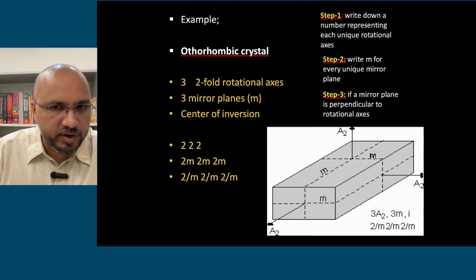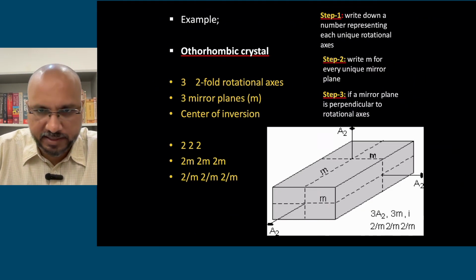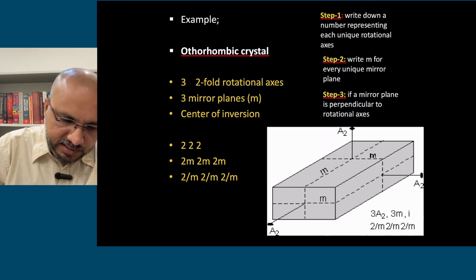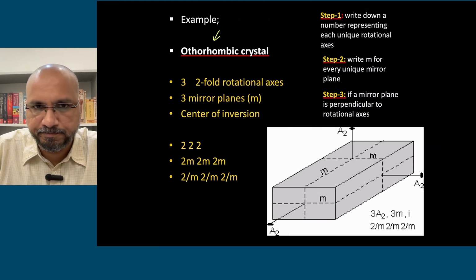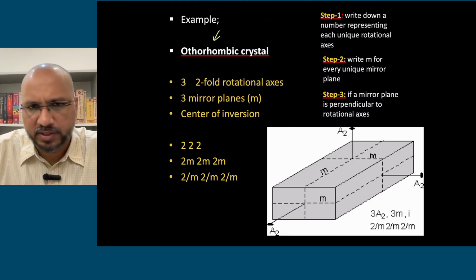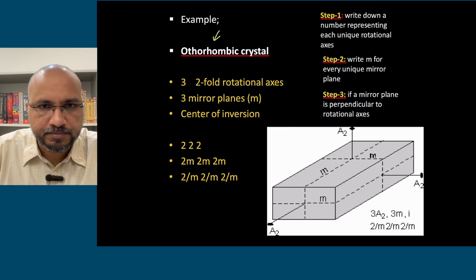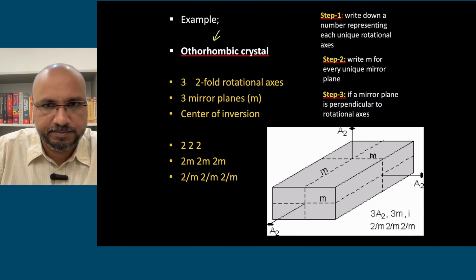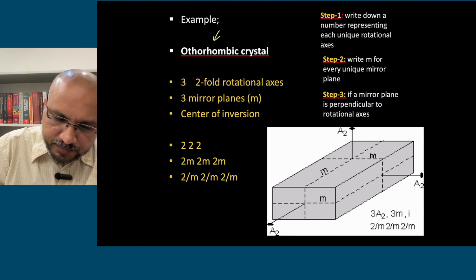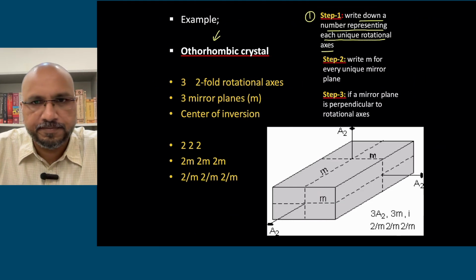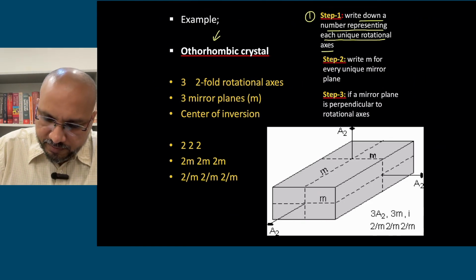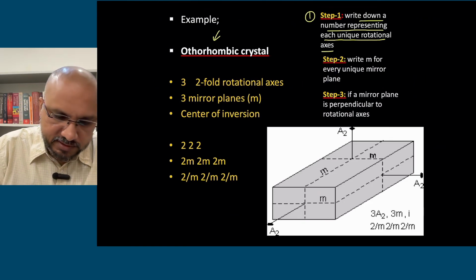Now first of all, if you have a crystal, now it is under the orthorhombic system. So this crystal is from the orthorhombic system. 7 crystal systems are there, total 32 point groups are there, right? So under the orthorhombic system, let us take an example. So the first step that you do is write down a number representing each unique rotational axis, right? So here you have 3 two-fold rotation axes. So these are unique rotational axes.